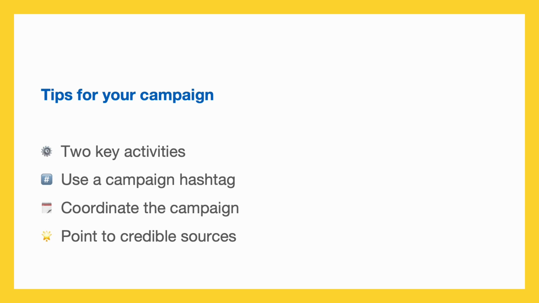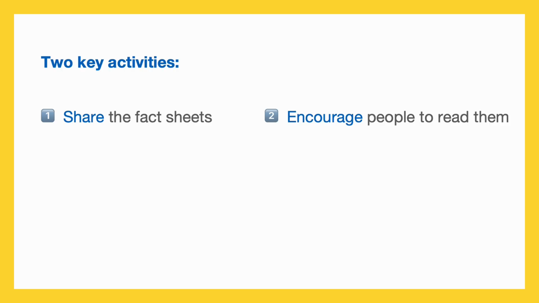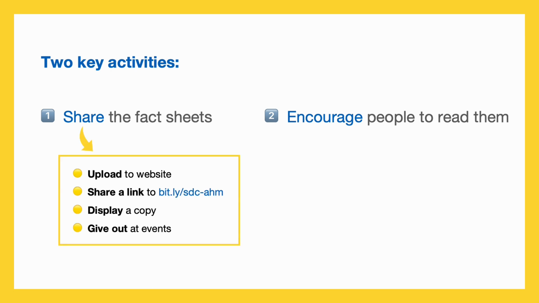Let's explore tips for launching an online campaign in your community. There are 2 key activities for an online campaign using this toolkit. First, share the fact sheets with community members, and then encourage people to read them. There are different ways to share the fact sheets. We encourage you to share them broadly and try new and creative ways of connecting with your community.